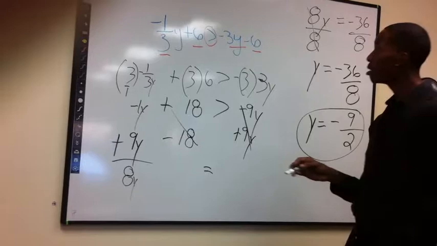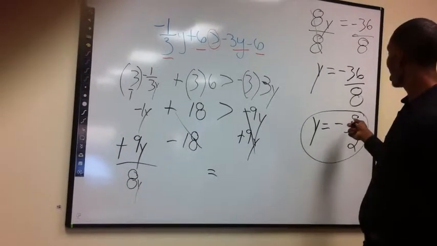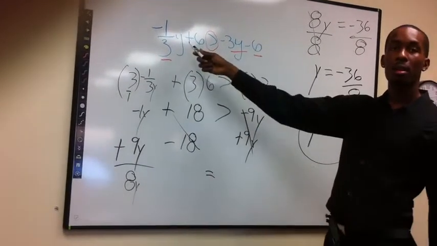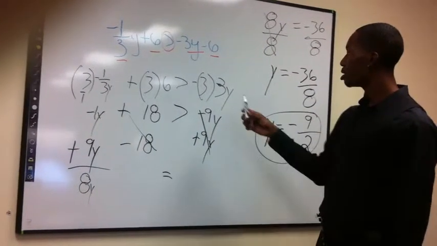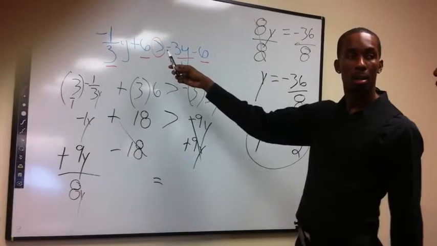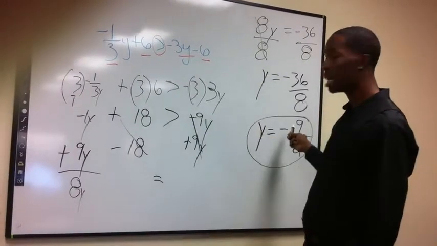If you want to check that, go ahead and plug in negative 9 over 2 for every place where you have the letter y, and your answer should come out to negative 9 over 2.